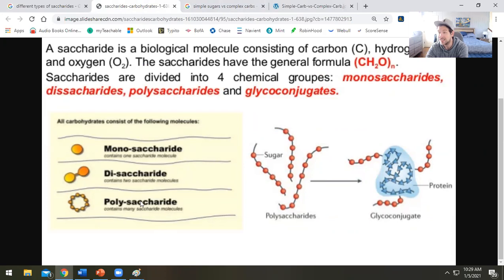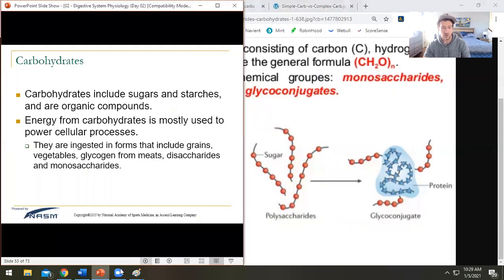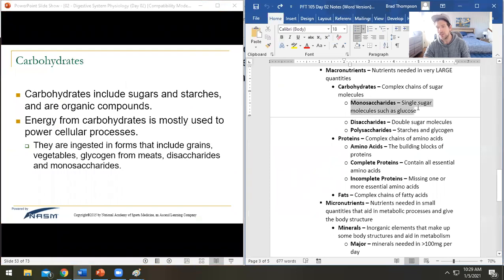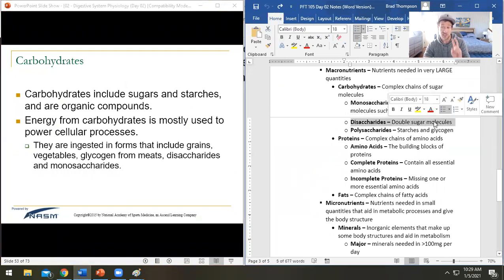Those are all polysaccharides. Poly stands for the word many, right? Poly means lots of something. So polysaccharides are many sugar molecules all held together. Looking back at our notes, monosaccharides are single sugar molecules like glucose. Disaccharides are double sugar molecules, that's two glucoses held together. And then polysaccharides are going to be things like starches or fiber or glycogen. Actually, fiber should be up here as well.